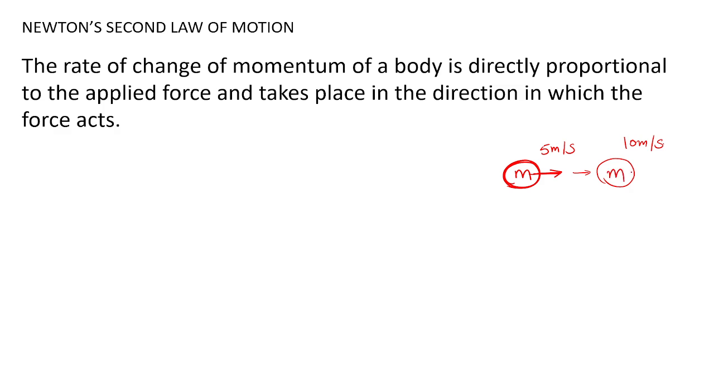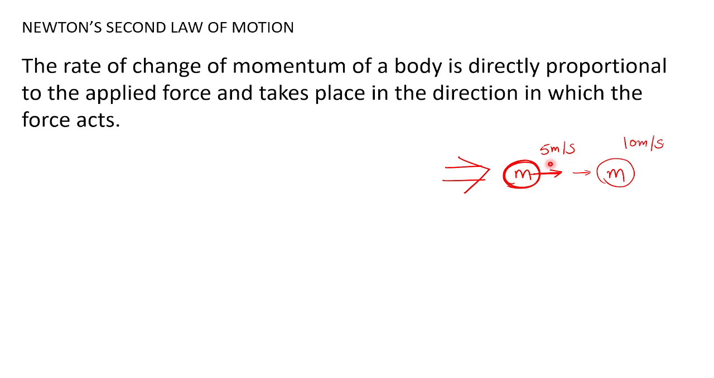There is a body. Initially, it was moving with a speed of 5 meter per second. Within a small period of time, the speed becomes 10 meter per second. What does it mean actually? That means somebody is pushing this ball, somebody is applying some force, that is why the speed is increased. You got my point? Understood? Okay.